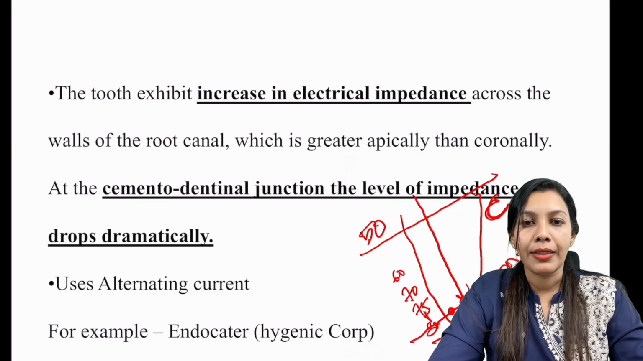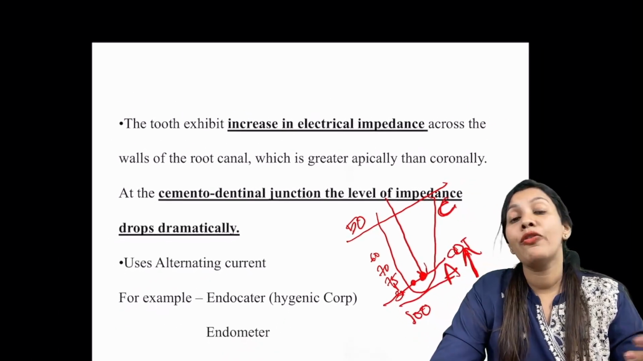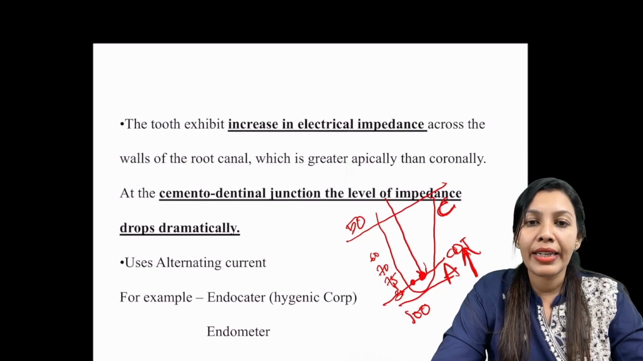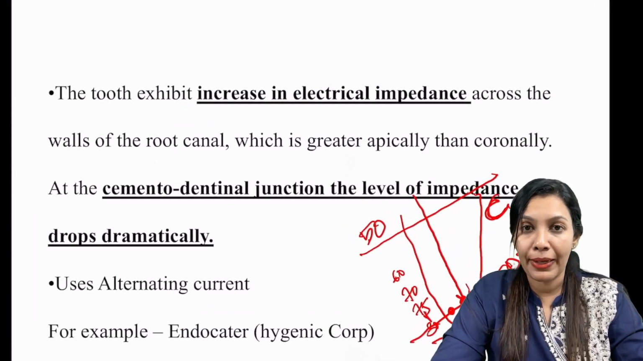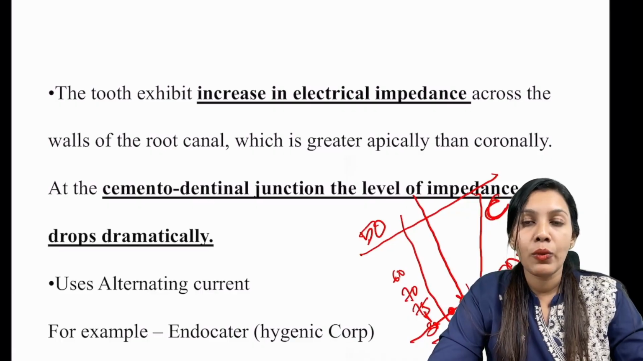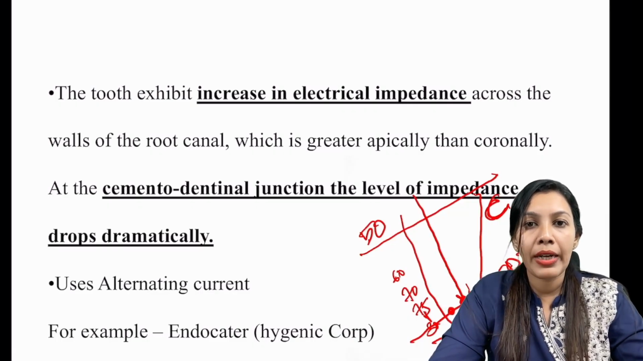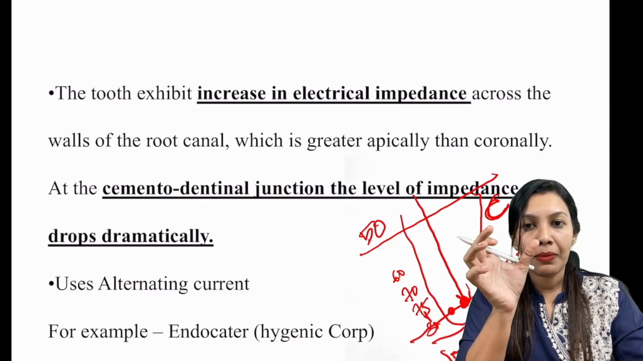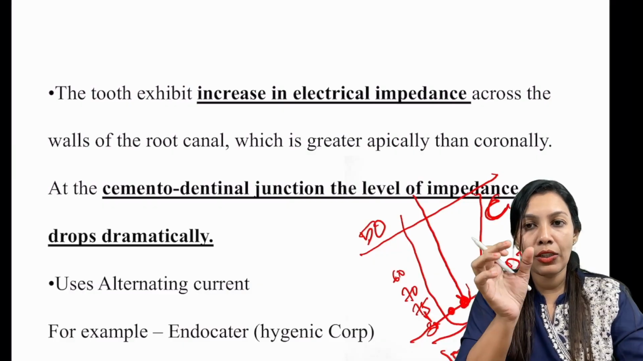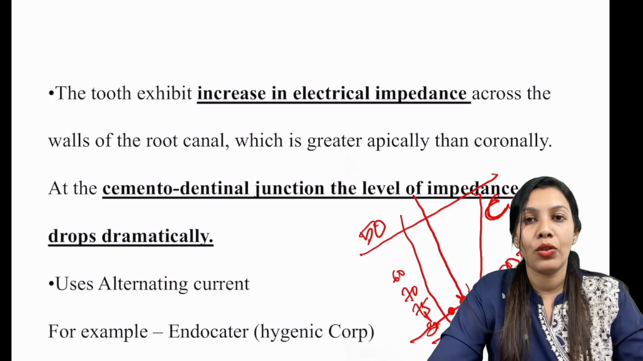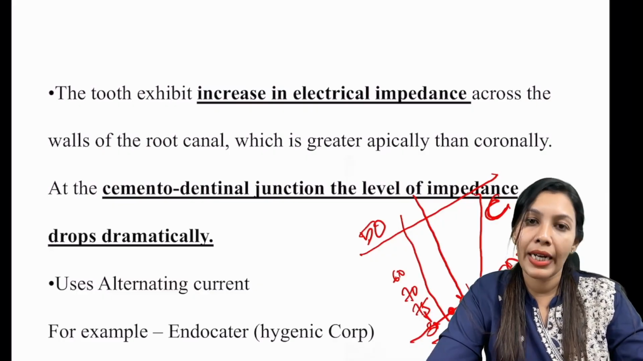That's a sudden drop of 30. That means that is the cemento-dentinal junction, or the constriction area. Hope you understood, right? And some examples: first DC current was used, here alternating current is being used. Endocator and Endometer are two examples of the second generation apex locator. The first was based on resistance, the second on impedance. The first was based on matching of 6.5 ohm on equal side. Here, from the coronal area to the apical area it shows the maximum number, but in between there is a sudden drop.